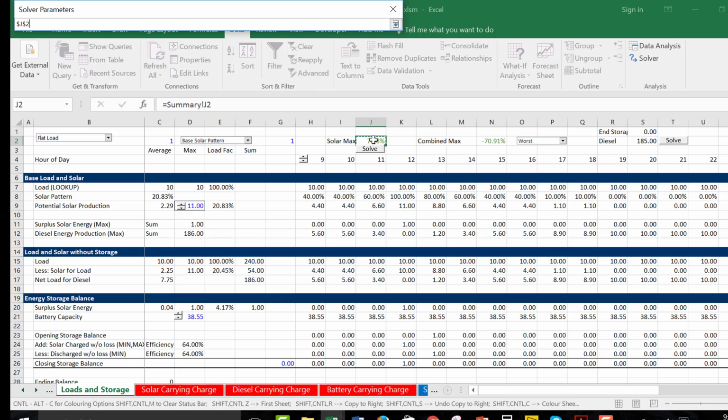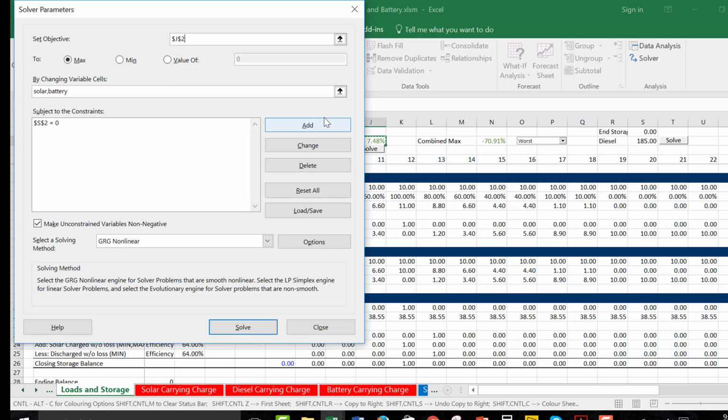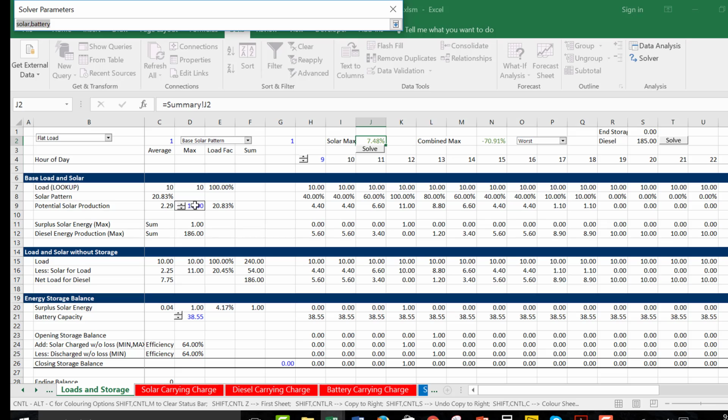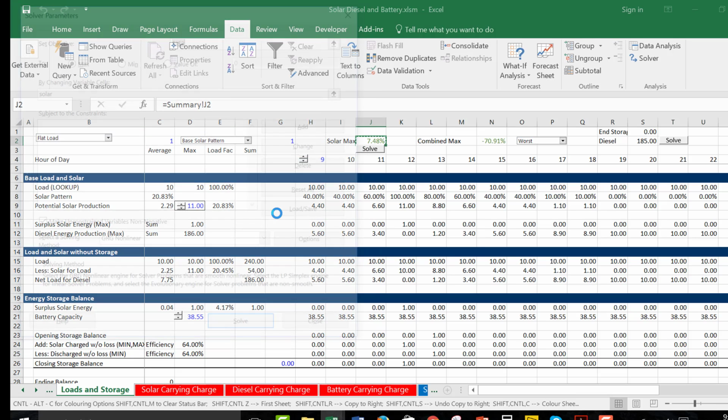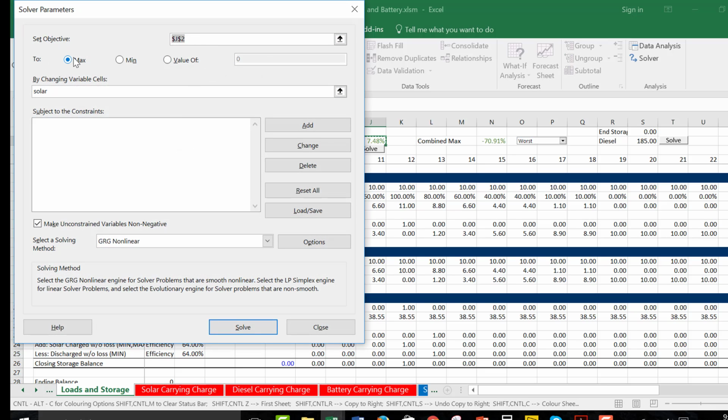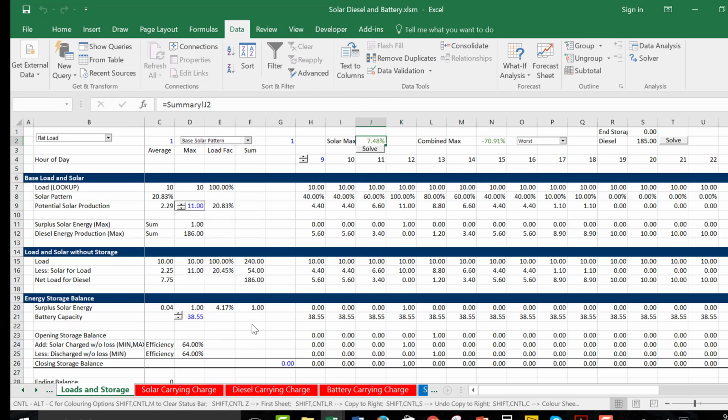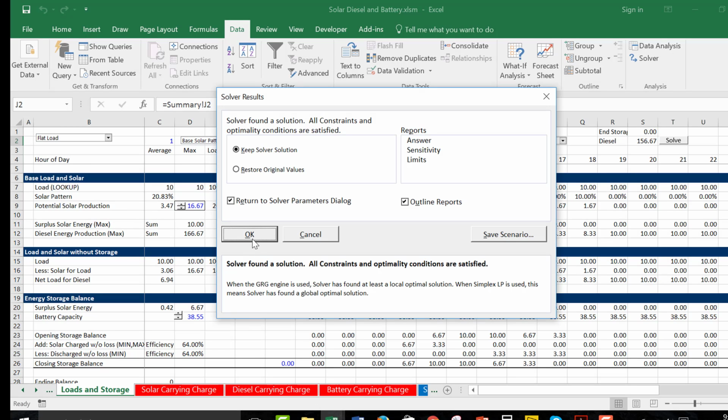So we put the maximize this, and the only thing we change is our solar production, and I'm going to put no constraints. So this is about the easiest thing you could do with the solver, I think. We just maximize the savings, and we see what kind of solar capacity we have to put in, and then you just press solve. It might not give us exactly the same, but it gives us an answer.